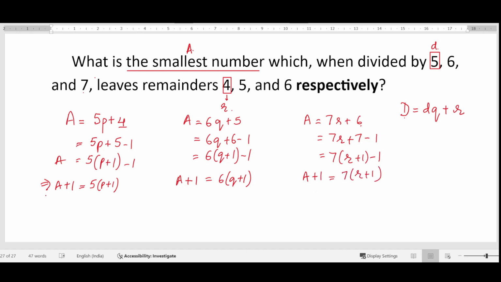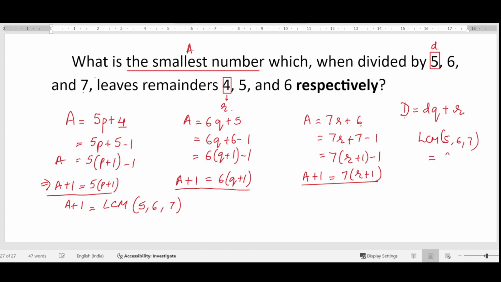Now from these three equations we can say that A plus 1 is a common multiple of 5, 6, 7. We want the smallest number, right? A plus 1 is equal to LCM of 5, 6 and 7. LCM of 5, 6 and 7 is 210. So A plus 1 is equal to 210. So A is equal to 210 minus 1 is equal to 209.